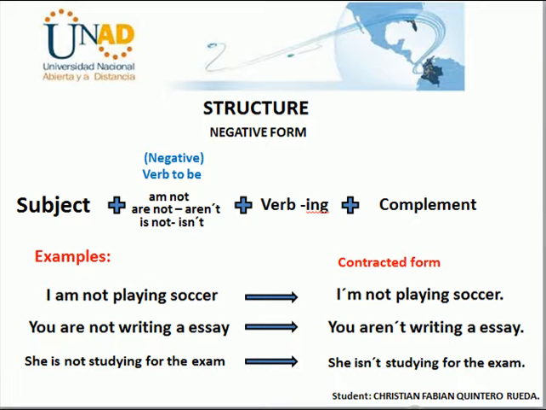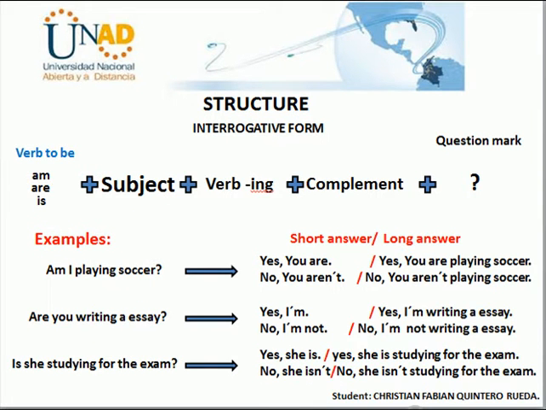Okay, guys, finally the interrogative form. We have to swap the places of the verb to be and the subject. For example, we have the verb to be plus subject plus the verb with ing plus complement. And guys, don't forget to put a question mark. It's so important. It's very important.